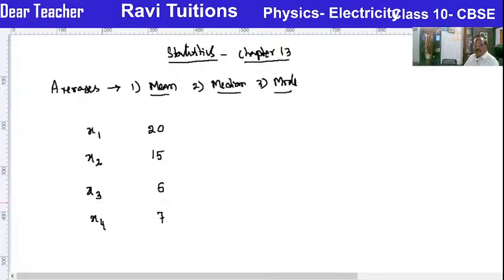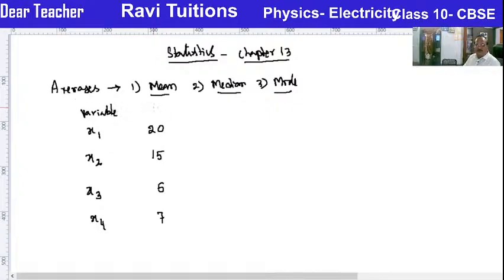Otherwise, x1, x2, x3, x4 can be the marks of the students also, right? Suppose x1 is 2 marks, and there are 20 students who got 2 marks. If it is 5, 15 students got 5 marks. If it is 10, 6 students got 10 marks. So that means this x can be anything. That's why we call this a variable. It varies between situations.